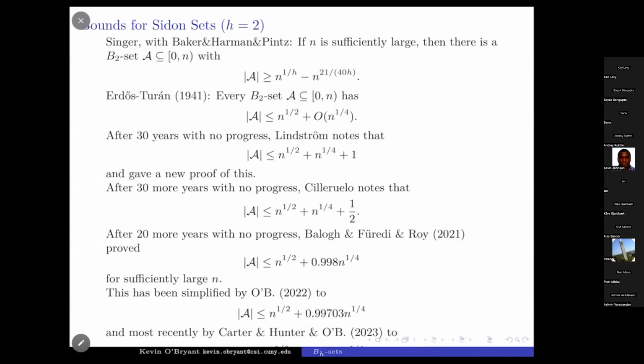Okay, so I am running out of time. I've budgeted like I'm going to need 2 hours to get through everything. So for B2 sets, I just want to mention this. There's been incremental improvement in the bound. The n to the 1/2 term is correct. It's asymptotically correct. We don't know what the error term is.